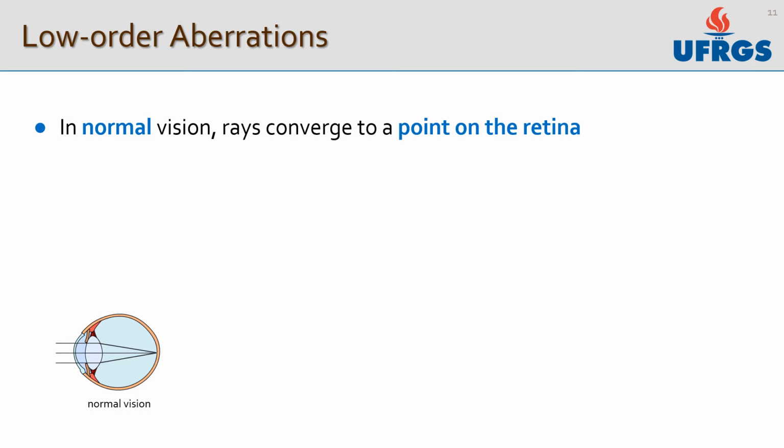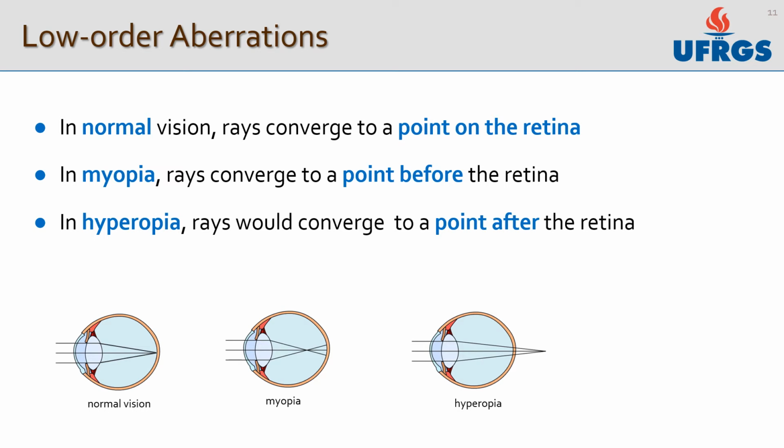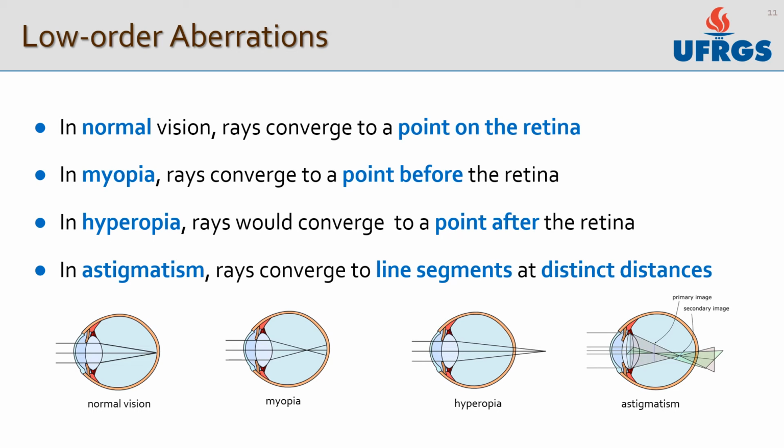In normal non-accommodated vision, incoming parallel rays of light converge to a single point on the retina, forming a perfect clear vision. In myopia, those same parallel rays converge to a point before the retina, causing positive defocus. In hyperopia, those rays would converge to a point after the retina, causing a negative defocus. And in astigmatism, instead of a single point, rays converge to line segments at different distances from the retina, so that an astigmatic patient doesn't have a focal point anywhere, and images will always appear distorted towards some direction.